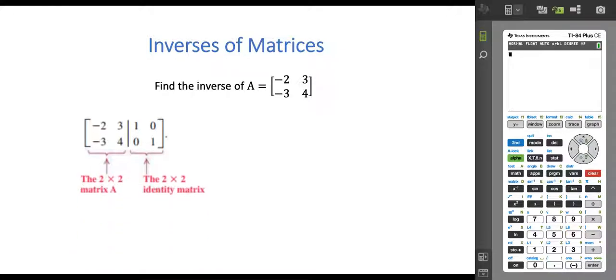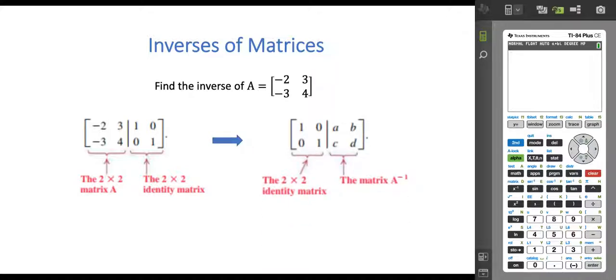So the first thing we're going to do is make an augmented matrix. We're going to augment the 2 by 2 matrix with the 2 by 2 identity matrix, so A and I. Now we have to put this into reduced row echelon form. That means we're going to end up with the identity matrix on the left and the inverse of A on the right. When we're all done, it's going to look like this.